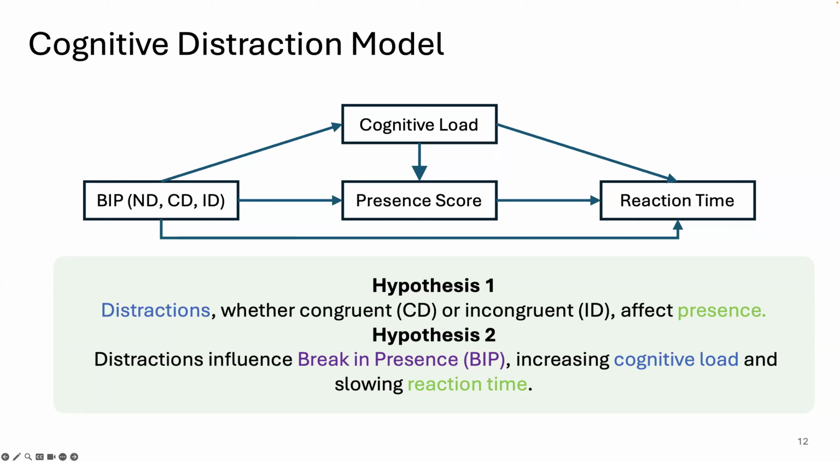And the last part is that higher cognitive load leads to a slower reaction time. As cognitive load increases, reaction time slows down, and users take longer to process and respond to stimuli because their cognitive resources are divided between handling distraction and maintaining presence or attention to the virtual task in mixed reality.